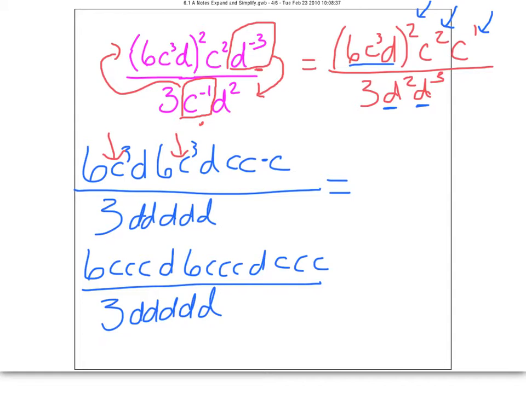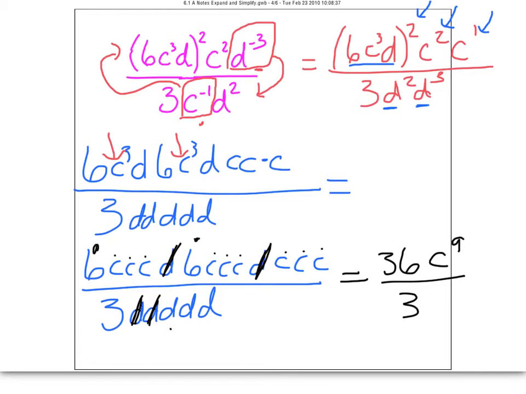Now I come in and just cross off what I can. So I'm going to get rid of this d and that d, this d and that d. And in terms of the letters, that's all I can do. So let me crunch this together really quick first. I have 6 times 6 is 36. I have 1, 2, 3, 4, 5, 6, 7, 8, 9 c's, c to the 9th. On the bottom I have a 3. And I have 1, 2, 3 d's.